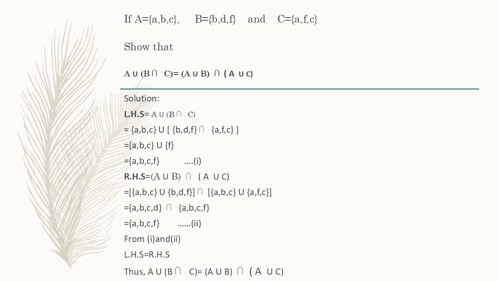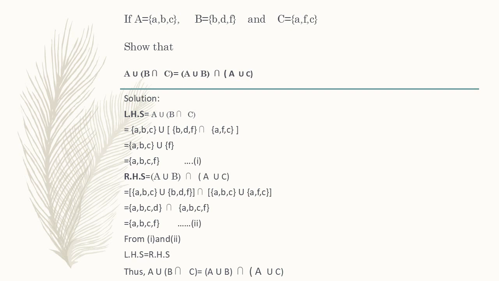First we solve the small bracket, which is B intersection C. We already use the curly brackets here, and next we use the large or square brackets. First we intersect BDF with AFC, and the common element is F. Next we take the union of ABC and F, which is ABCF. This is equation 1. Now the right hand side is equal to (A union B) intersection (A union C).